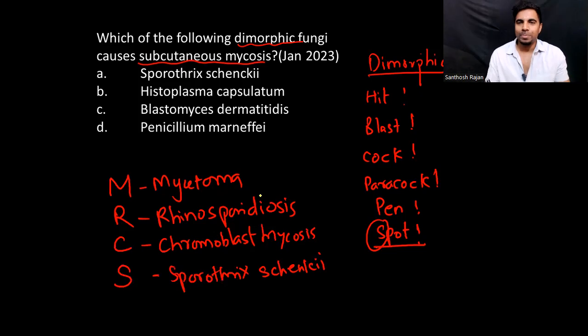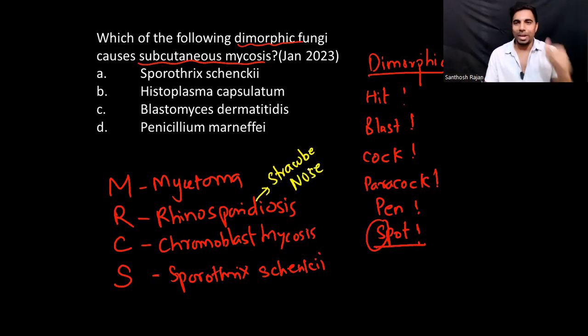Rhinosporidiosis, you remember strawberry, right? It is caused by Rhinosporidium seeberi. The characteristic feature is the strawberry nose. If you remember strawberry nose, it will come here. And strawberry vagina or cervix, we already talked about in parasitology. It was Trichomonas vaginalis. Very good. And strawberry tongue is in scarlet fever. Don't forget. These are microbiologically important strawberries you have to remember: strawberry nose, strawberry cervix in Trichomonas vaginalis, and strawberry tongue in scarlet fever.